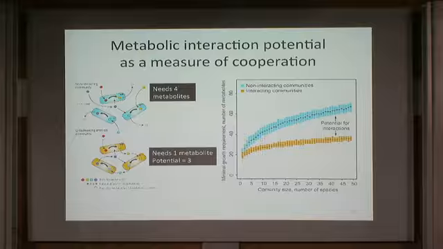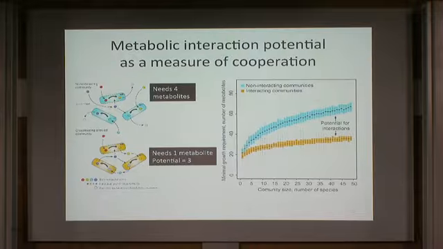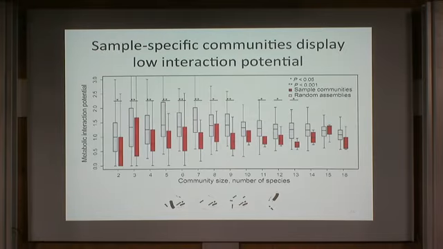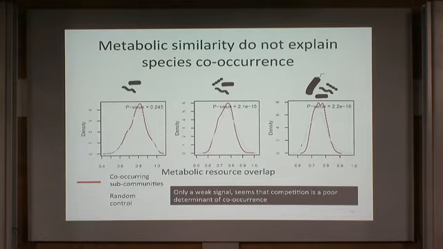In those co-occurring communities, this metric was much stronger than in the random assemblies. And this is a cooperation measure, because... You meant the competition, right? Well, I mean that cooperation is mainly what I'm interested in. So could you explain it in more detail?